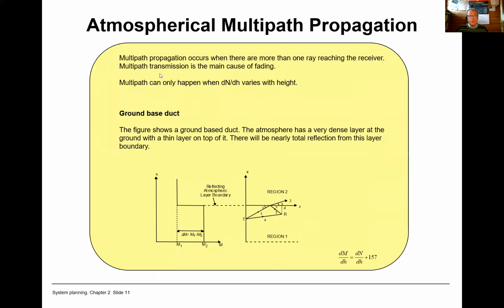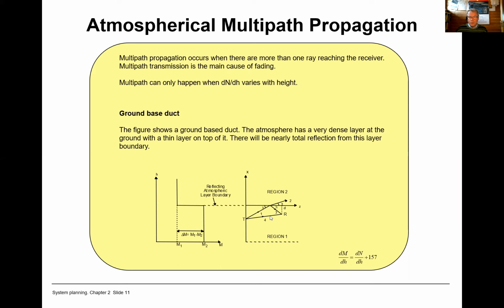And that is what happens, multiple propagation. When we have more than one ray reaching the receiver. And multipath propagation is in fact for long paths the main cause of fading. And it only happens when dN/dh varies with height. That is, we have different regions here in, for instance, a ground-based duct. You have a region here, another region here. And then you have a receiver here, a transmitter here.